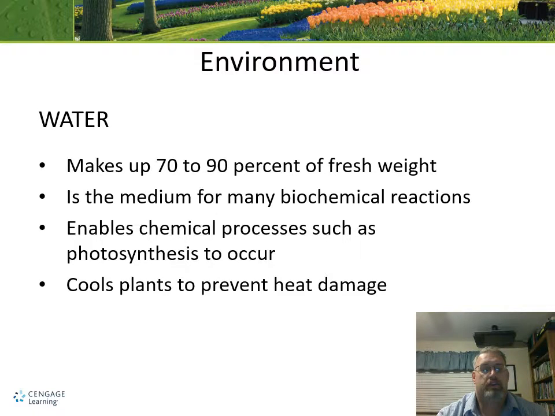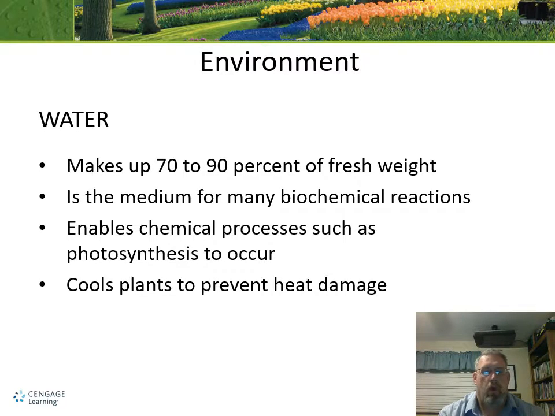So the first thing we're going to talk about is the water, and this is very important because about 70 to 90% of the fresh weight of a plant is the water, and very similar to us as humans, water makes up most of our mass, most of our bodies, and it's very important for holding everything together and keeping us as a medium.